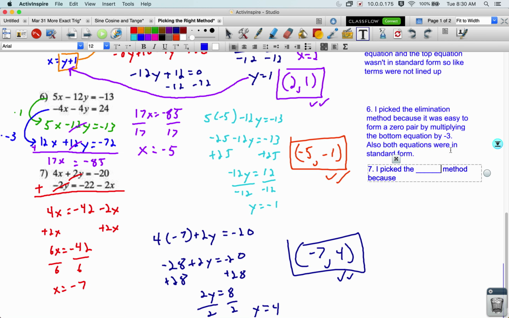For number 7, I picked the elimination method because I already had a zero pair. And if you have one, you should just always use the elimination method.